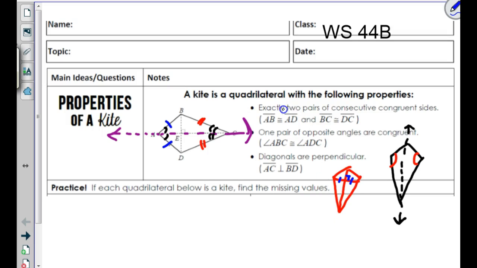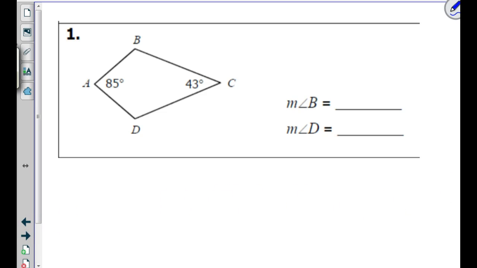So it says there's exactly 2 pair of consecutive sides. 1 pair of opposite angles are congruent. That's this picture. And the diagonals are perpendicular. All right, moving on. So we go straight to examples.